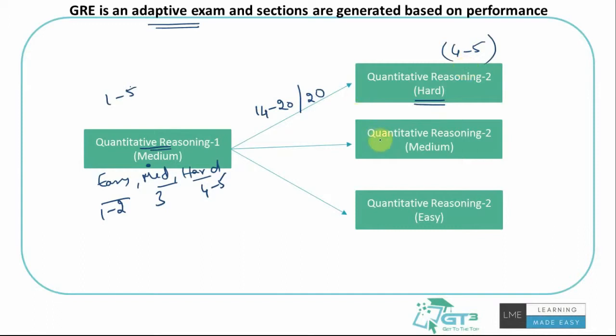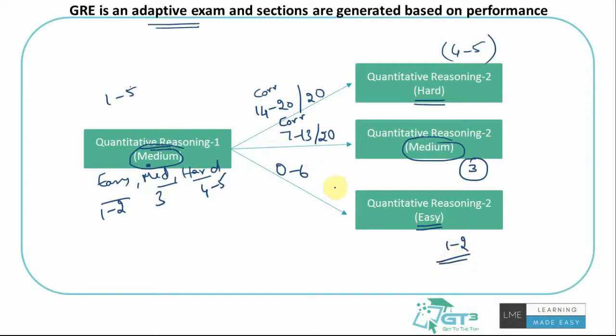When it comes to the first section and someone gets 7 to 13 correct out of 20, they will again get a medium section generated. They'll start off with the medium, that's common for everyone, and based on how many you get correct, 7 to 13 correct will give you another medium section, with the average rating about 3. And if you get less than 7 correct, 0 to 6, then you will get an easy section for the second section of quantitative reasoning. The average rating of all the questions together will be approximately 1 to 2.